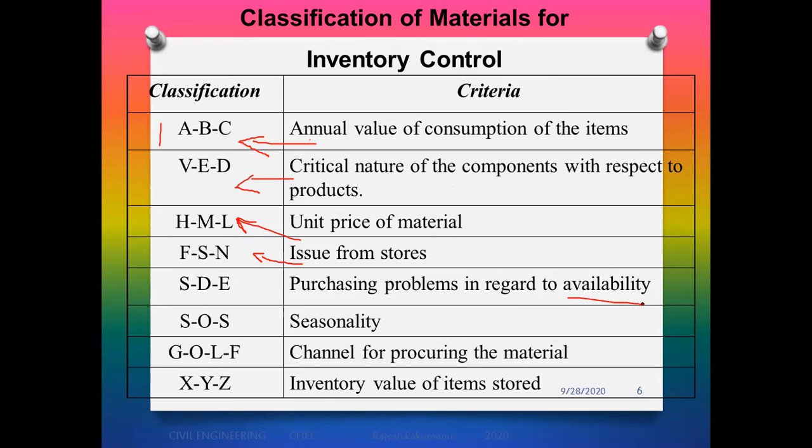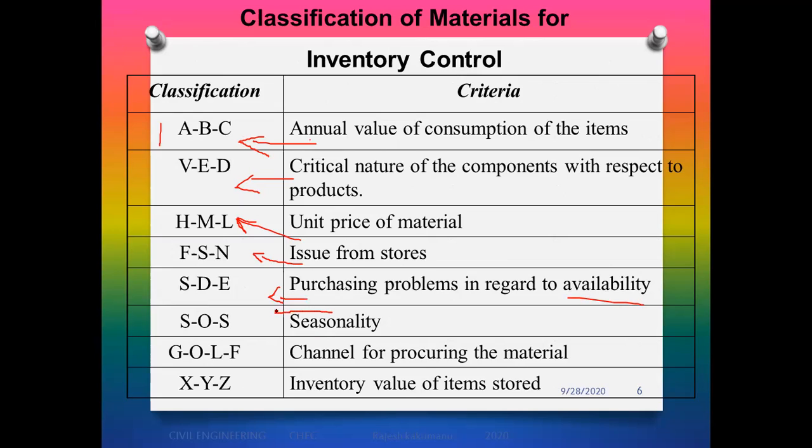So when you are purchasing, whenever goods are available, some people will purchase in advance, some people will purchase at the time of availability, some people will purchase after exhaustion for the second time. Next, SOS classification. SOS classification is a seasonal type of criteria.